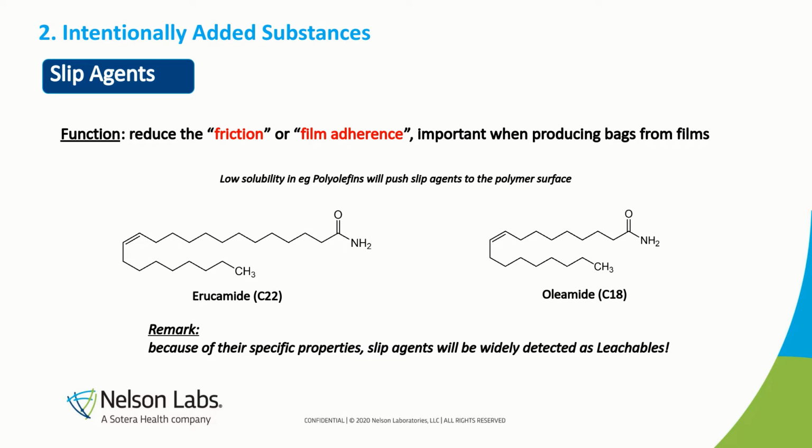So these compounds typically have a very low solubility in the polymer, for instance, polyethylene, and as a result, they will be pushed out to the surface, and that's where their action is. There, they will prevent the stickiness of the different films towards one another. As a consequence, because their action is at the surface of the film, they will be readily available and also be seen quite frequently as a leachable. They don't need to migrate out of the plastic.